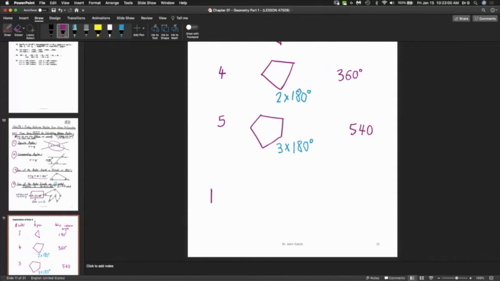So in general, if it's n sides, then look at here. How do you go from 5 to 3? You take away 2. So it's going to be n minus 2 times 180.